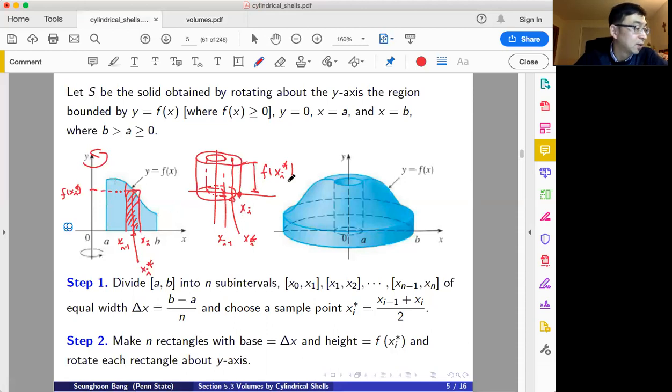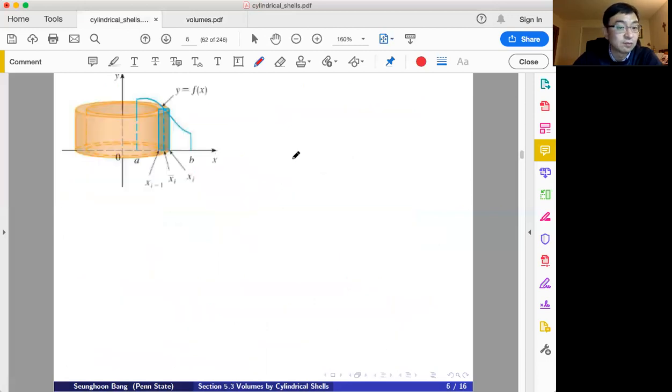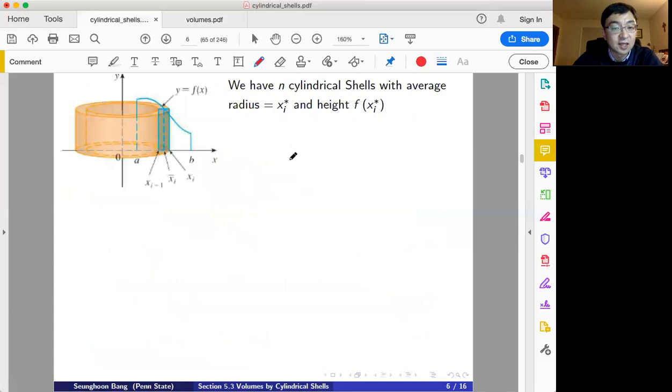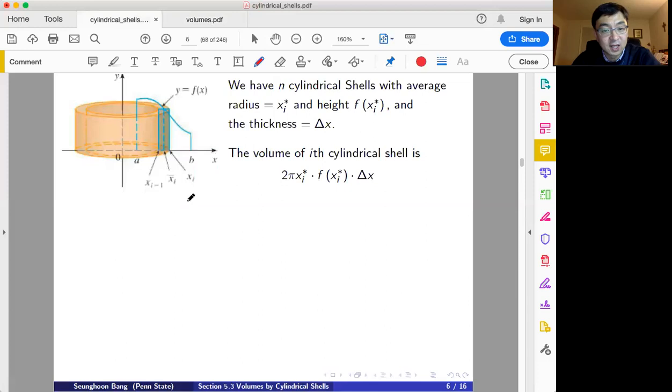So we have n cylindrical shells with average radius xi star and height f of xi star. The midpoint is xi star, and the thickness is delta x. So what is the volume of a cylindrical shell? You can go back to the previous one. The volume of the ith cylindrical shell is 2 pi xi star times f of xi star times delta x.